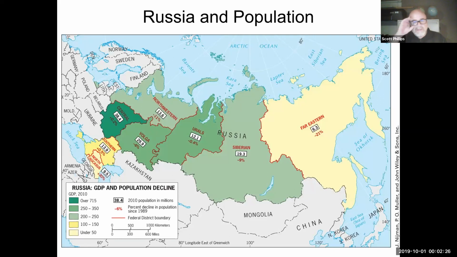One other population trend I want to mention is that recently, since the collapse of the Soviet Union, we're going to more on that later, but the modern country of Russia has seen a reduction of population from the east. So in these far eastern provinces, their population has been reduced by 21%, and here in Siberia by 9%, less and less, and population is growing in the more European part.